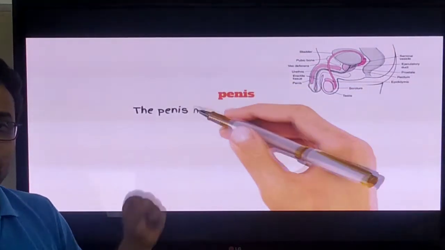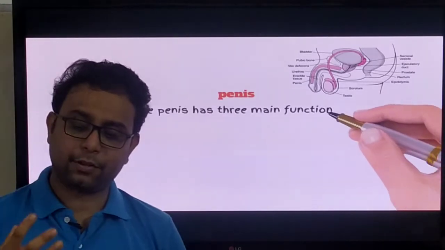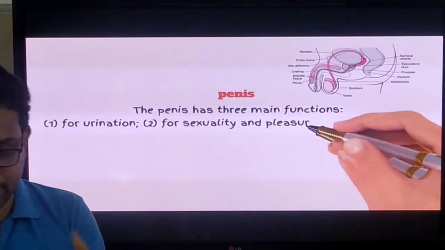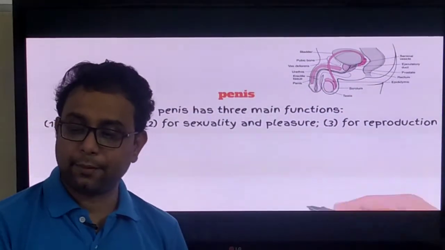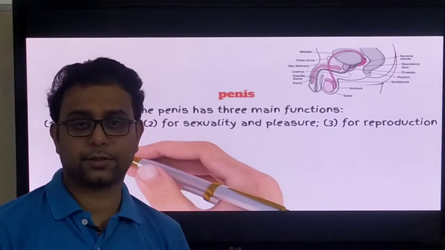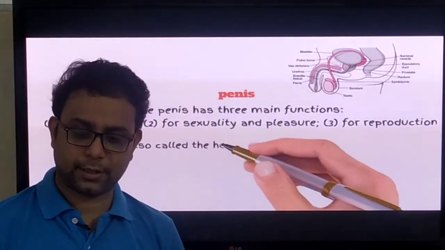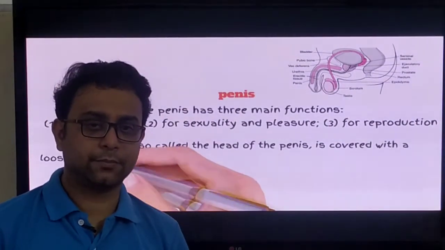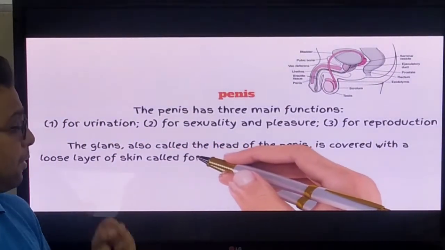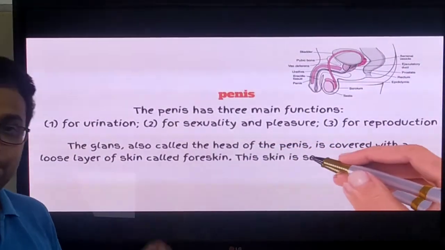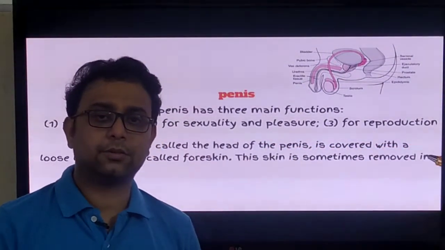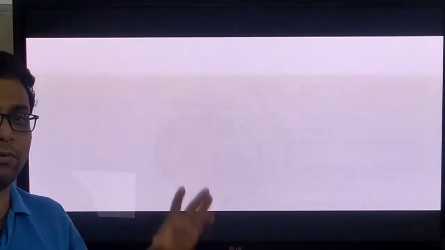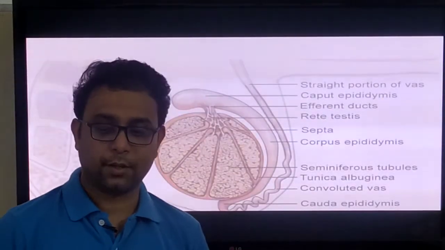The penis is a muscular structure, but it has the most important functions for urination, for sexuality and pleasure, and it is important for the reproduction process. So the penis is a muscular structure. It has erectile properties, right? And its head part is called the glans penis. That is very sensitive because of the nerve endings there. So those are the different organs of our male reproductive system, right?